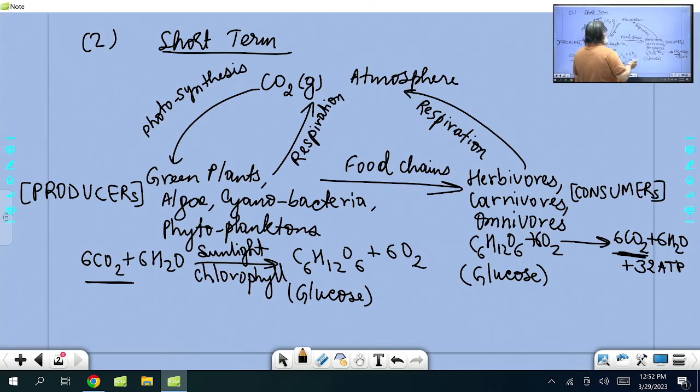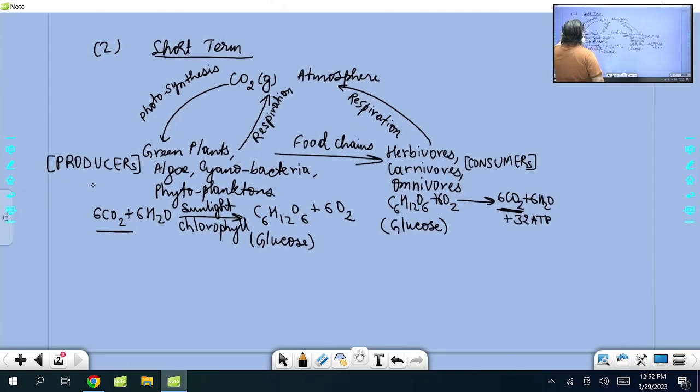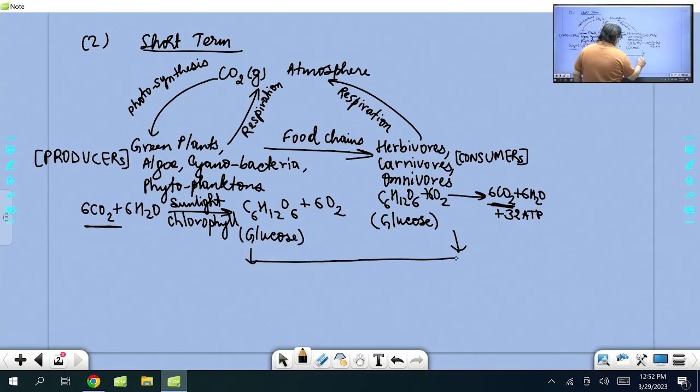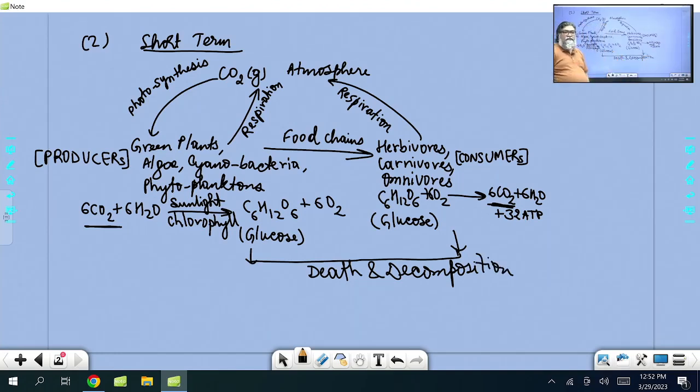Another thing is that when the plants and animals die, I'll do one thing more. Same diagram, let it place here. When plants and animals die, let's say when the plants die, diatoms die, phytoplankton die, there is death and decomposition, where bacteria and fungi will break down.